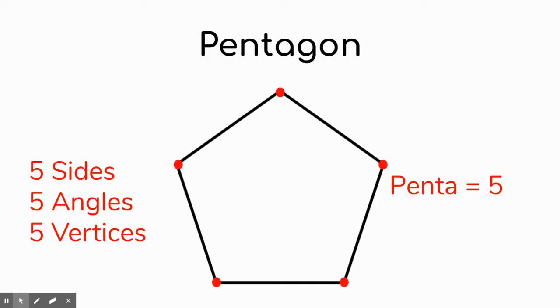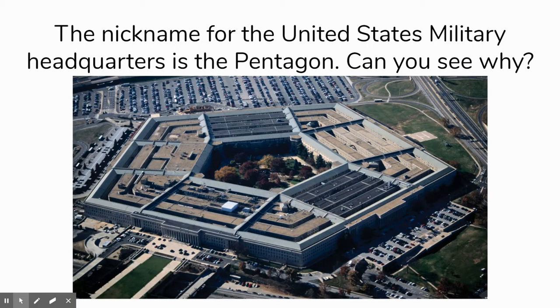And after this slide, I'm not going to show the vertices anymore because it's a pain to do them on all of the shapes. So I did them for these first few so you could get the idea. But after this, I'm just hoping that you understand that they're the corners. And here's a real world example of a pentagon. The nickname for the United States military headquarters is the Pentagon. Can you see why?